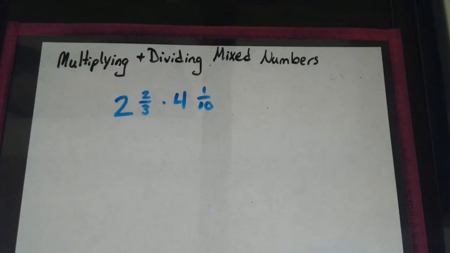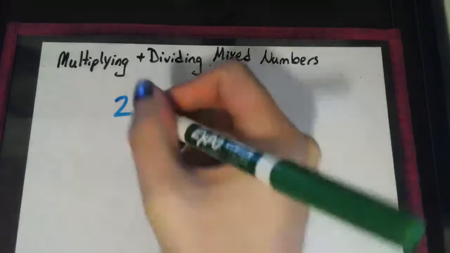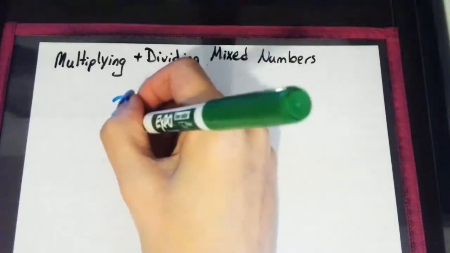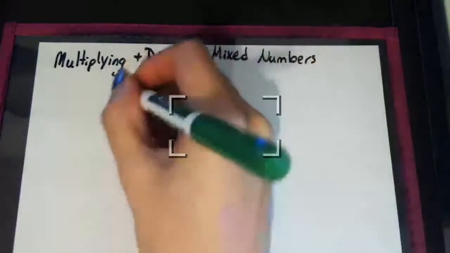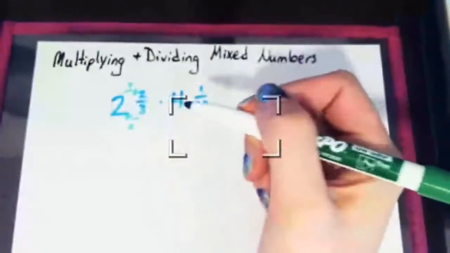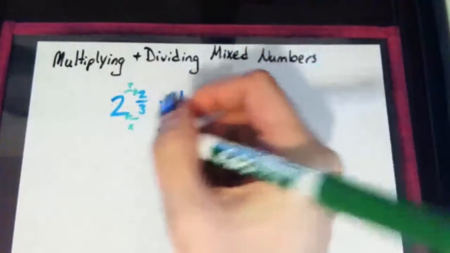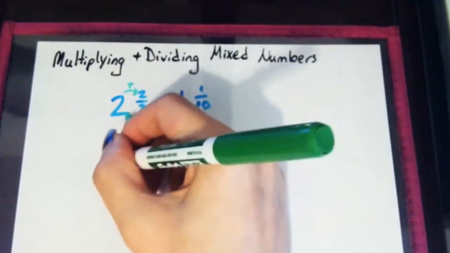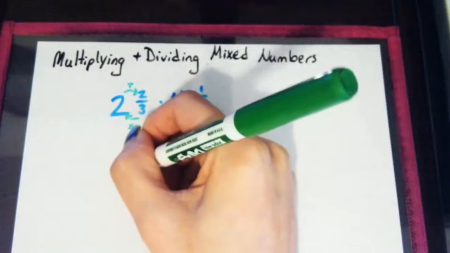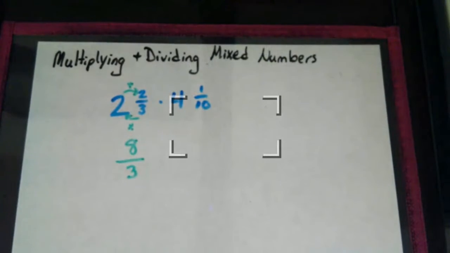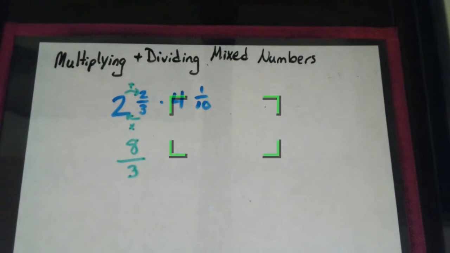Now we're going to look at multiplying and dividing mixed numbers. The first step is always to convert to improper fractions. So to do that, we take the denominator times the whole number, and then we add the numerator. So 3 times 2 is 6, 6 plus 2 is 8, and then we leave the denominator the same. So 2 and 2/3 is equal to 8/3.